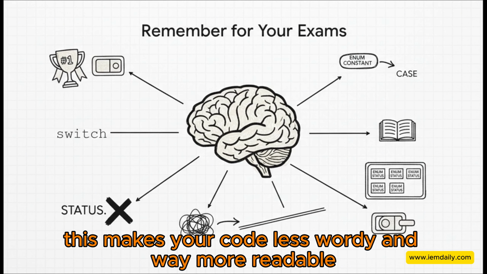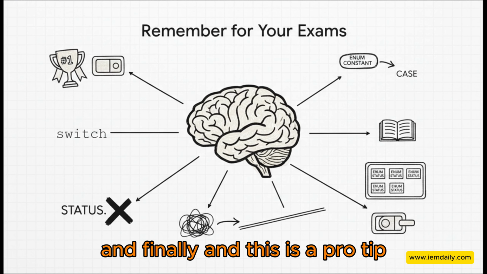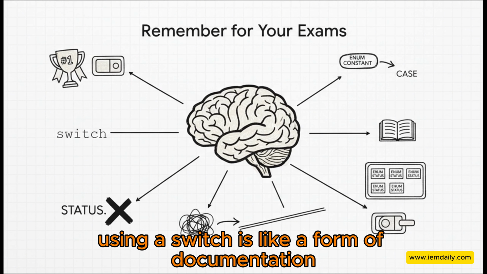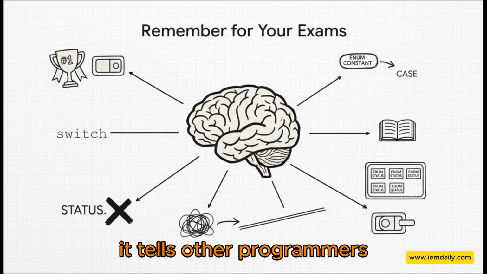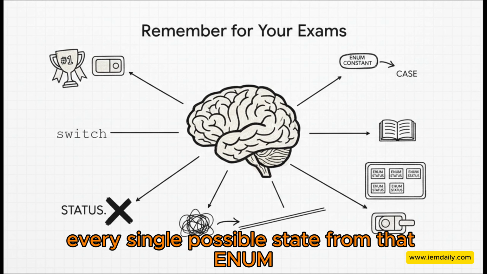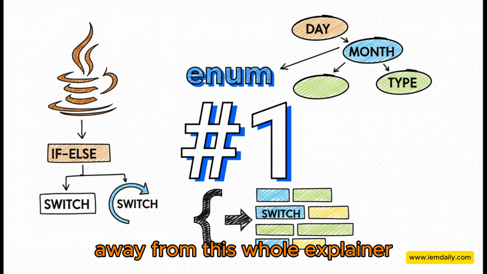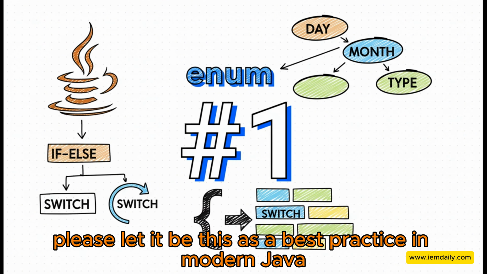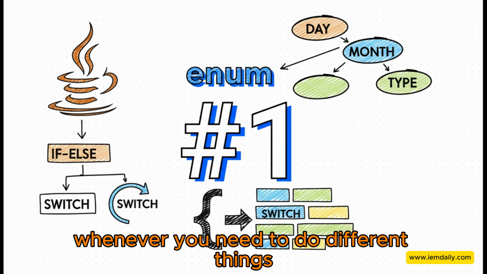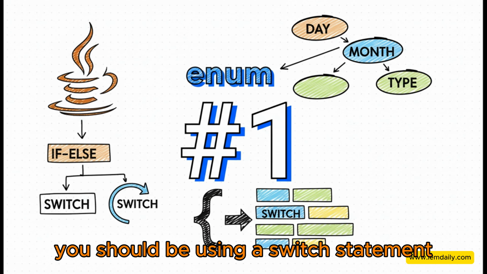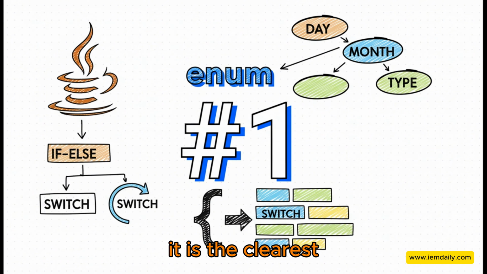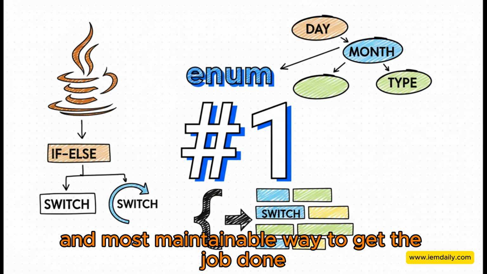3, this makes your code less wordy and way more readable. And finally, and this is a pro tip, using a switch is like a form of documentation. It tells other programmers that you are intentionally handling every single possible state from that enum. Look, if you only take one thing away from this whole explainer, please let it be this. As a best practice in modern Java, whenever you need to do different things based on the value of an enum, you should be using a switch statement. It is the clearest and most maintainable way to get the job done.